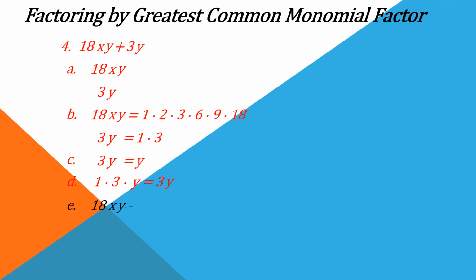And we will divide the given polynomial by the greatest common factor 3y. 18xy divided by 3y is equal to 6x, and 3y divided by 3y is equal to 1. We combine 6x and 1 and multiply by 3y, the greatest common factor. So 18xy plus 3y is equal to 3y multiplied by 6x plus 1. Again, we adopt the sign of the 3y as the sign of 1.